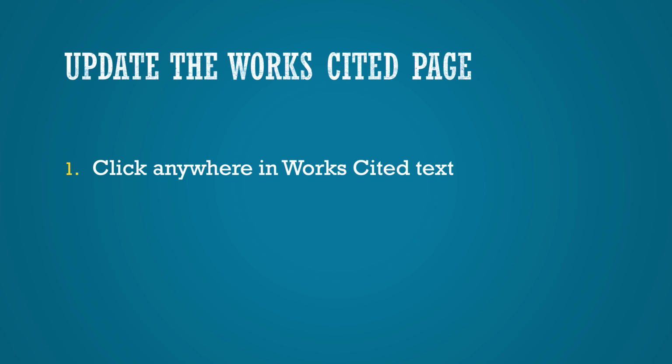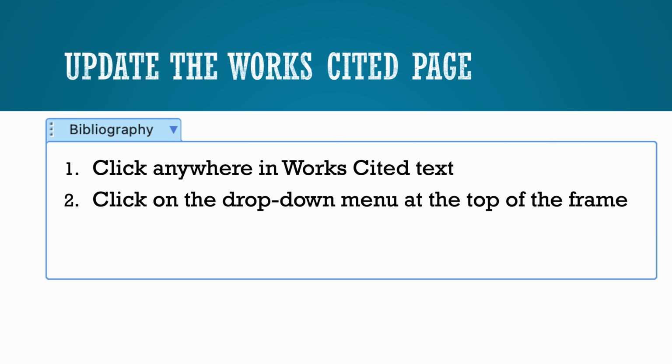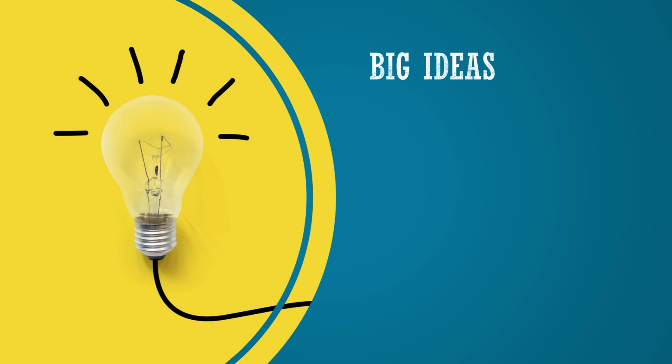If you make changes to your document and add or edit sources, you'll need to regenerate this page, which is really a field like the page number. Click on any of the text in the Works Cited and it will highlight the entire frame. Click on the drop-down menu above the frame and choose Update Bibliography, and it will add the new or changed information. And that's it!